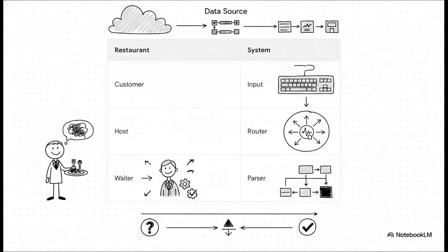The host isn't going to cook your food, and they're not even going to take your specific drink order. Their only job is to figure out where you belong and seat you with the right waiter. That waiter is our final destination, or what we call a parser in computing. The waiter is the one who actually understands your specific order and gets the job done.